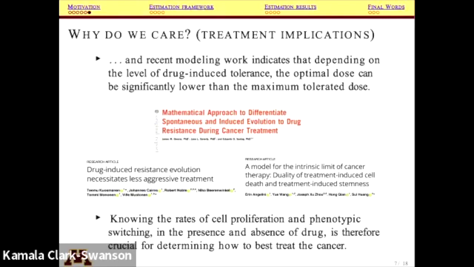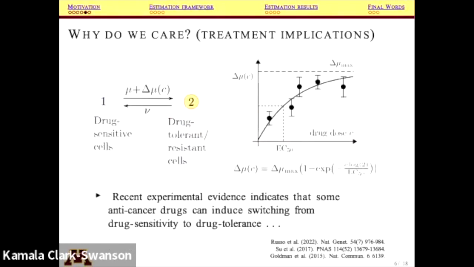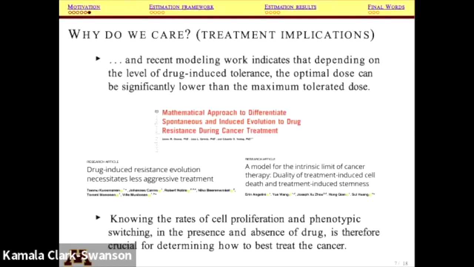So I would argue that understanding the rates of phenotypic switching, understanding the rates of cell division and cell death for a particular cancer, both in the presence and absence of therapy, is crucial for understanding how to best treat the cancer. And I think here it becomes apparent why we're interested in uncertainty quantification or confidence intervals. Because if, for example, the optimal dose is very sensitive to the exact level of drug-induced resistance, then you obviously have to know how confident you can be in the estimation before you can make any definitive treatment recommendations.